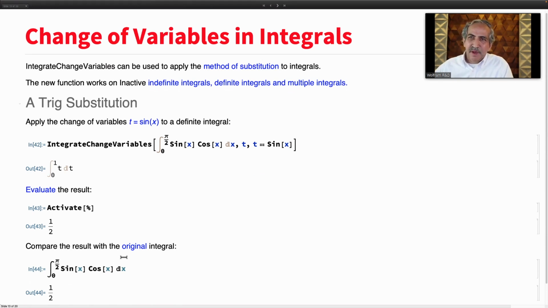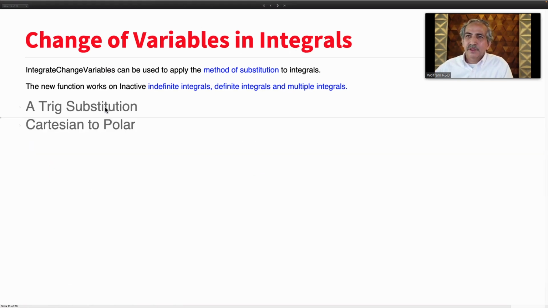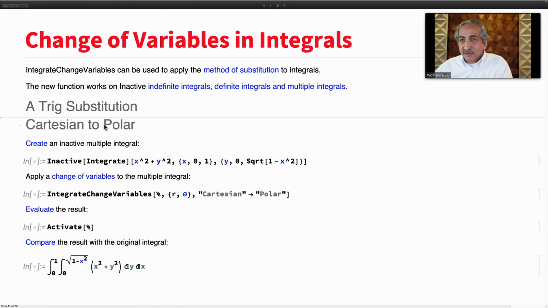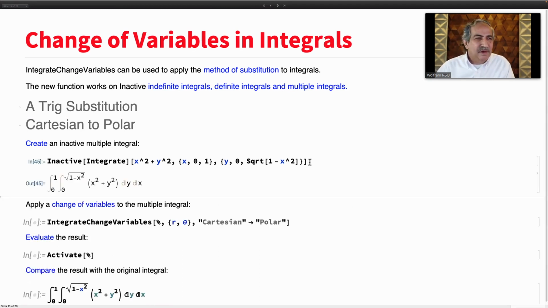But then you could get a bit more ambitious and talk about calculus 3 and the change of variables for multiple integrals. So here is an inactive integral, which is in 2 dimensions. Okay, so I create it. That's a familiar example from calculus 3, I would say multivariate calculus.